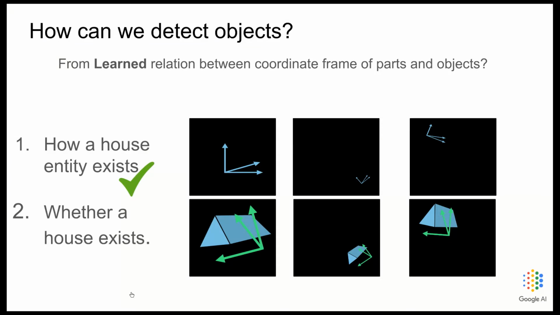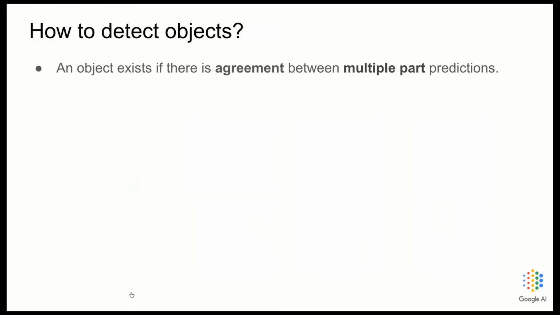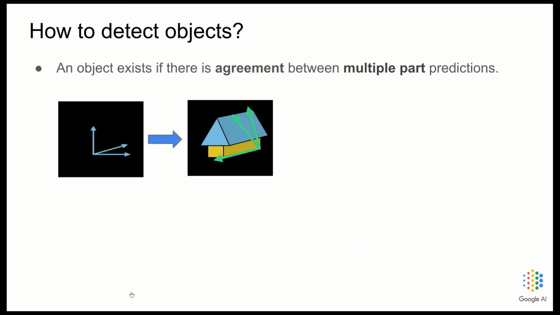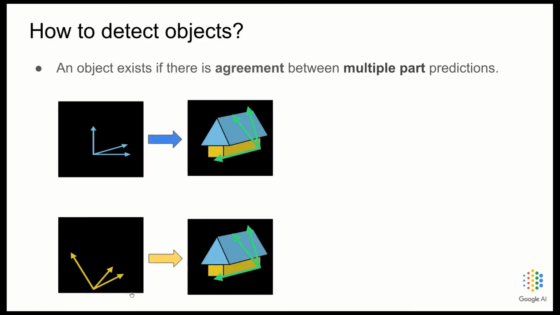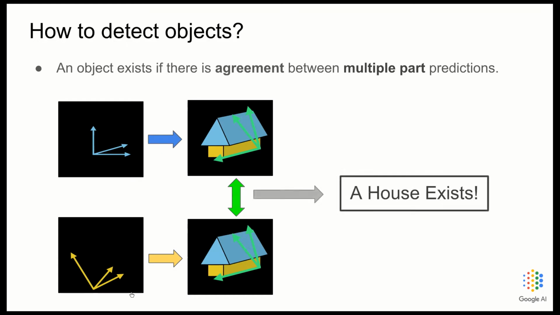But how can we detect objects? Is any roof a house? No, a house needs walls. So a house exists if it has both roof and walls. Suppose we know how to transform a roof capsule to a house capsule. We also know how to transform a wall capsule to a house capsule. But the house capsule should only be active if and only if the prediction matches between the roof capsule and the wall capsule. In other words, roof capsule and the wall capsule should agree on their prediction for the house, and then the house exists.